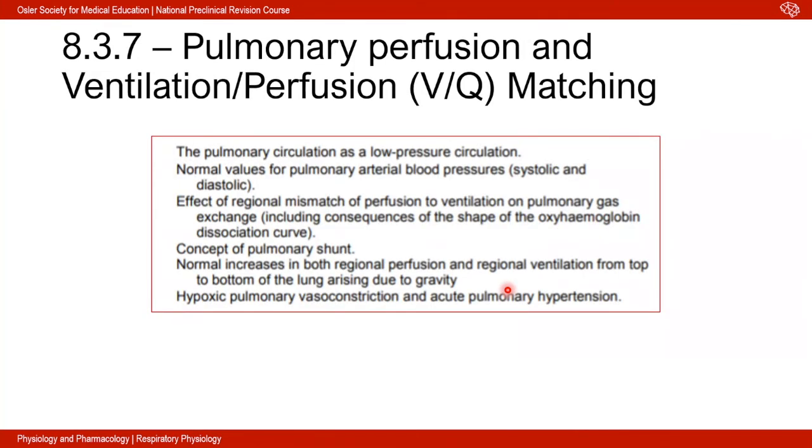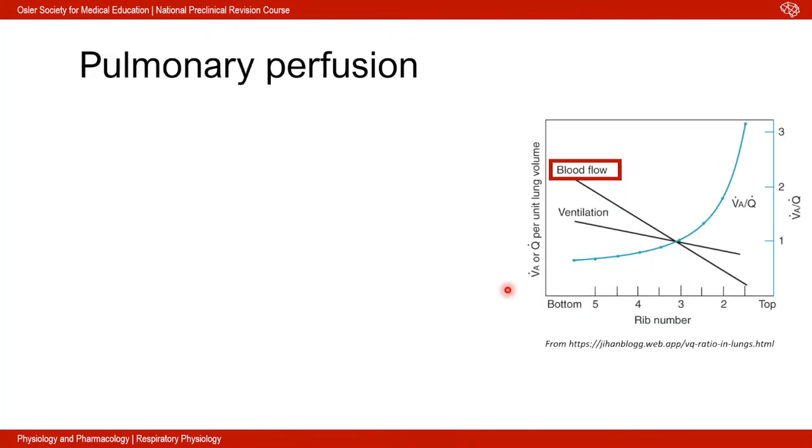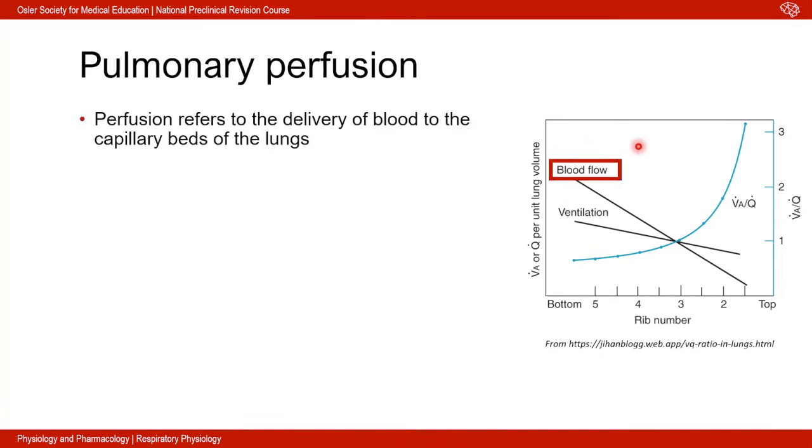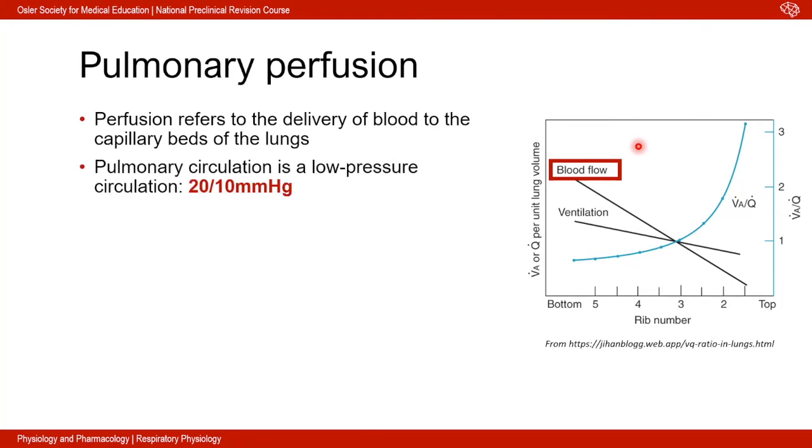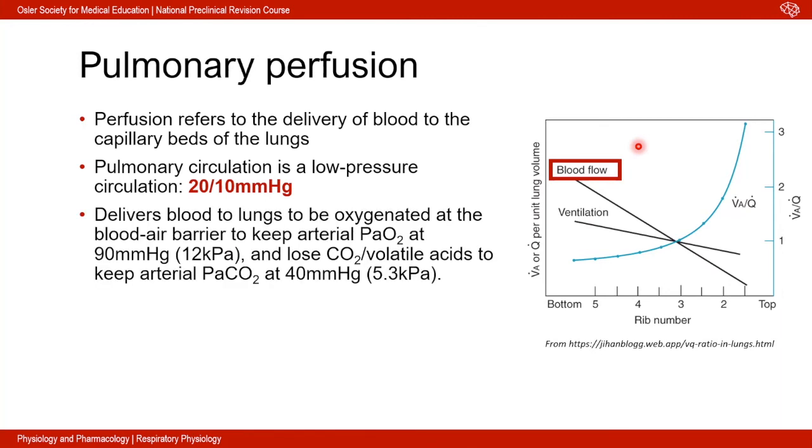Okay, so now having a look at VQ matching, something I always found a bit tricky. So I'll try and talk through it slowly. I think we're doing okay for time. So pulmonary perfusion just refers to the blood flow. So here, this red box. And it is talking about the delivery of blood to the capillary beds of the lungs. So we know our pulmonary circulation is low pressure, 20/10.